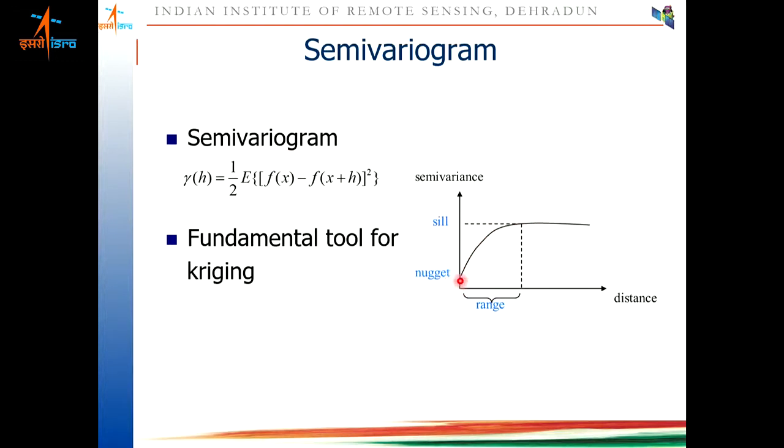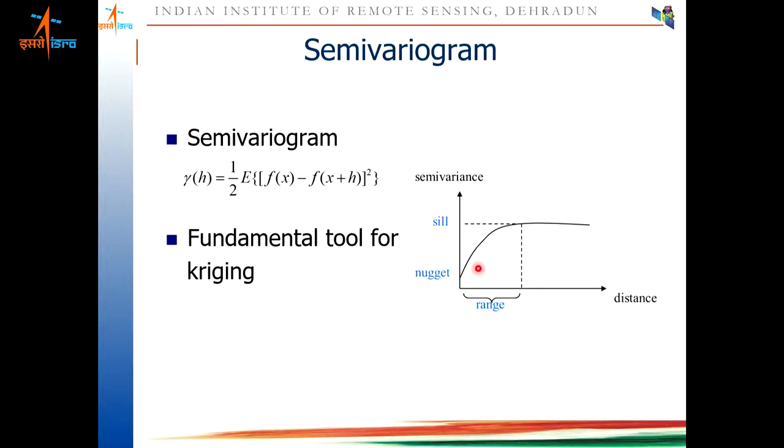And you can see at distance h equal to 0 this graph is not having some value. This graph is not having semi variance value 0. This is starting from some positive value at distance h equal to 0. So this value, basically semi variance value at distance 0, is called nugget. This value basically comes because of the measurement error present in the data. This needs to be modeled separately.